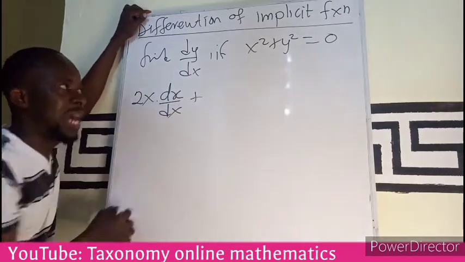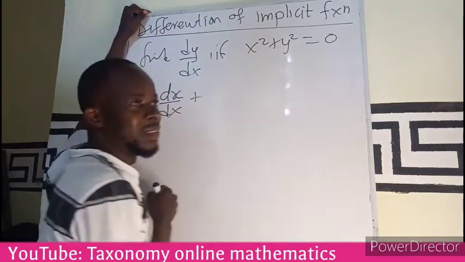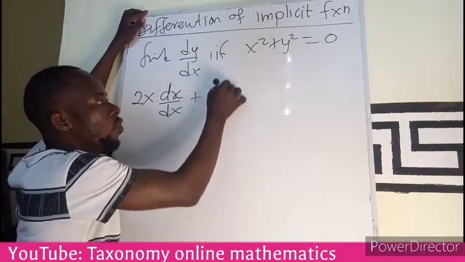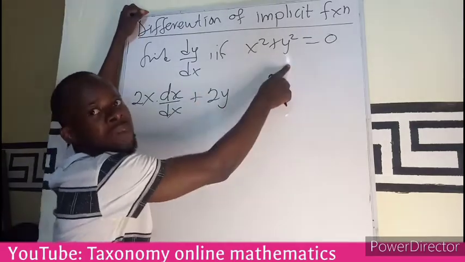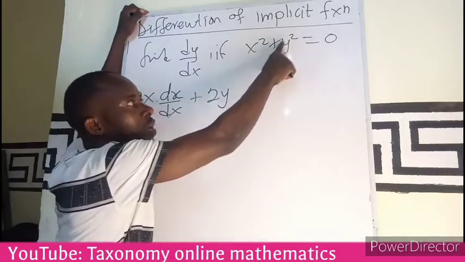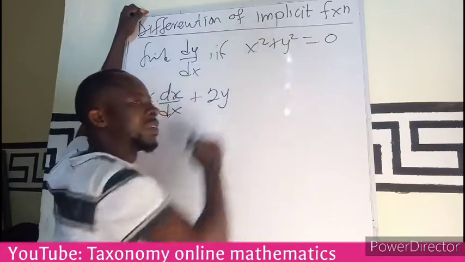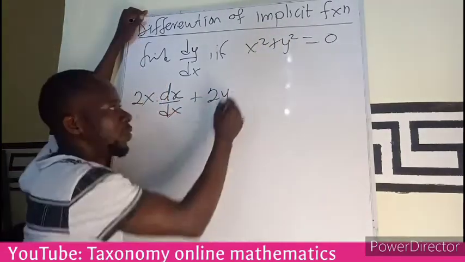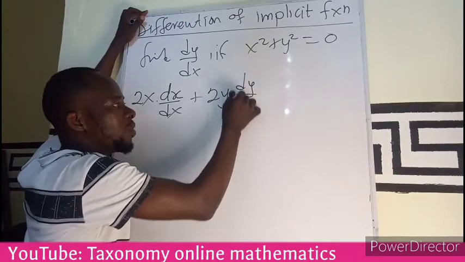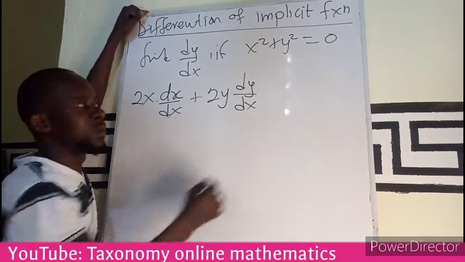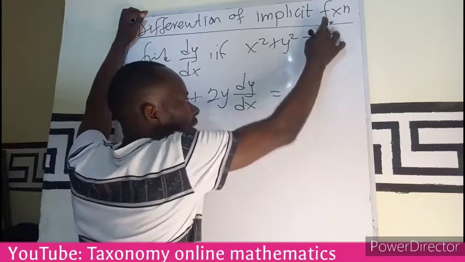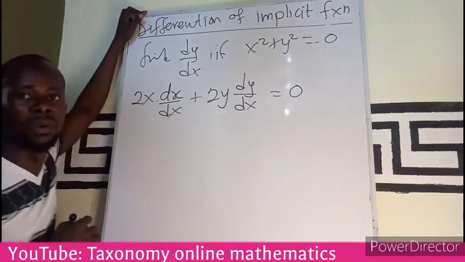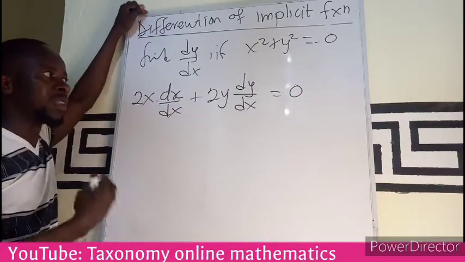Plus, if I differentiate this, it's going to be 2y, as in differentiation, the 2 is multiplying and we reduce the power by 1. Now we are differentiating y, so it is going to be dy with respect to x, equals, if I differentiate this, I get 0. If you differentiate the constant, you still get 0.